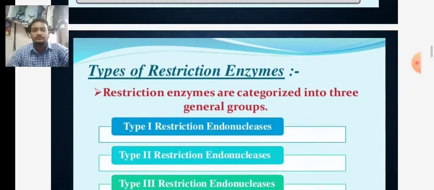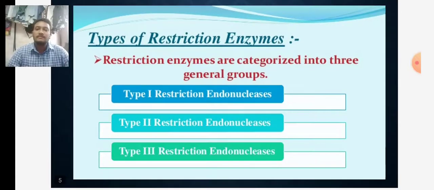Next, there are mainly three types of restriction enzymes: type one restriction endonucleases, type two restriction endonucleases, and type three restriction endonucleases. The difference between them is that their recognition, restriction and methylase activities are different. We will discuss them in detail in the next slides.